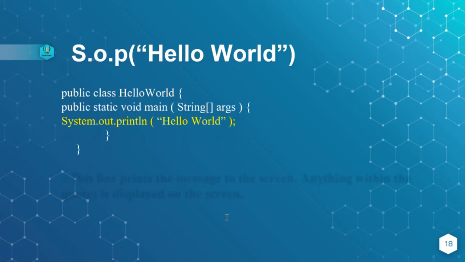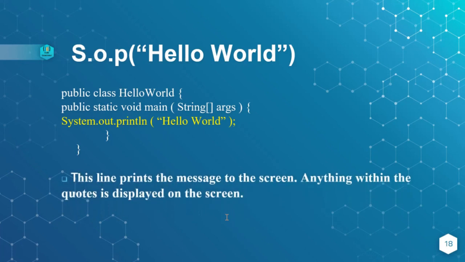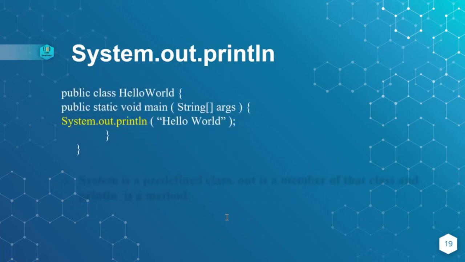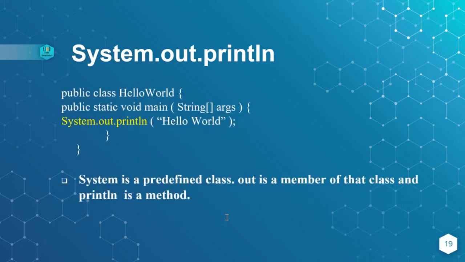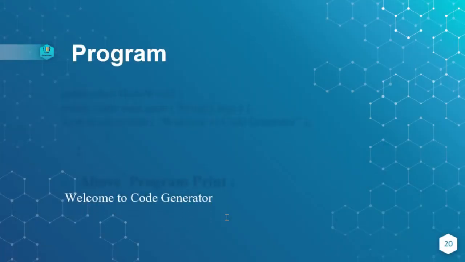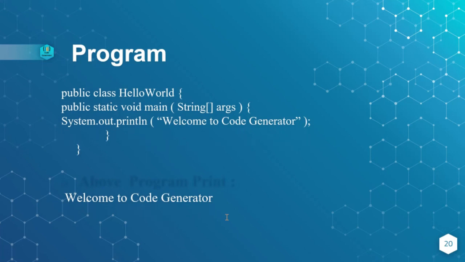Now what is SOP? That is System.out.println, and in brackets, hello world. This line prints the message to the screen. Anything within the quotes is displayed on the screen. That means if we want to display anything on the screen, we can specify that sentence within the quotes. Next, System.out.println. System is a predefined class. Out is a member of that class. And println is a method.